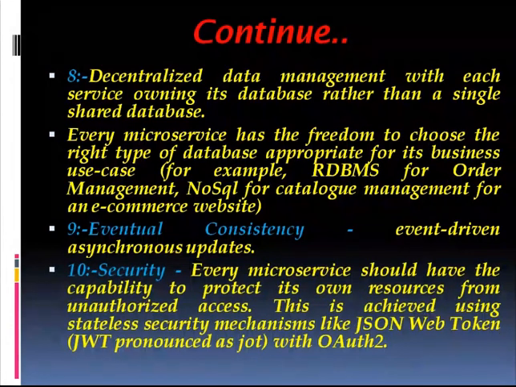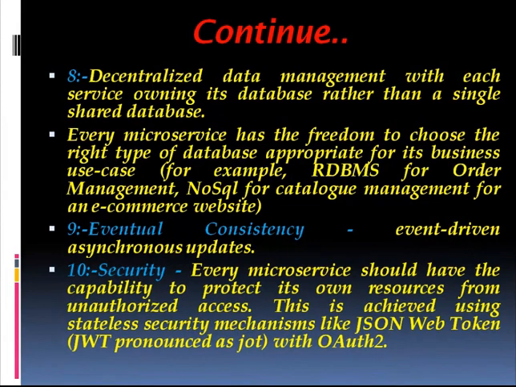Security. Every microservice should have the capability to protect its own resources from unauthorized access. This is the main functionality. This is achieved using a stateless security mechanism like JSON Web Token, that is, JWT. We can achieve this security in different ways: by using the JSON Web Token, and we can also use JSON Web Token with OAuth 2 security, that is, open authorization.